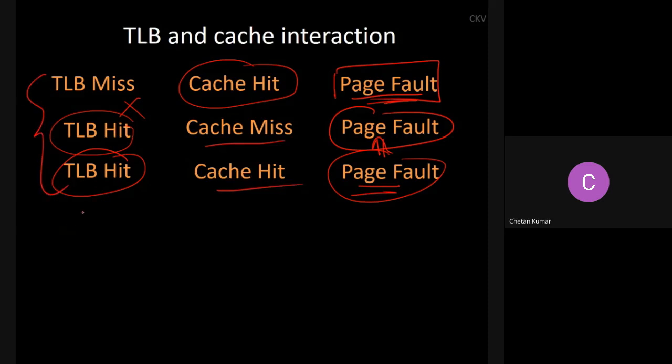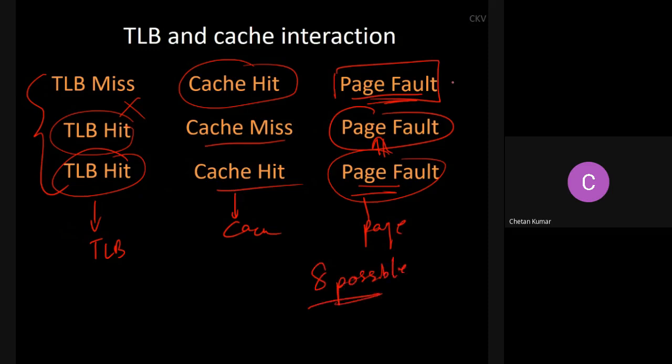There are only three different things: TLB, cache, and page. So there will be 8 possible cases. Out of these 8 possible cases, we have discussed 5, and these 3 are the cases which will never occur. So this is all about the interaction between the processor, the TLB, the cache, the main memory, and the secondary memory.